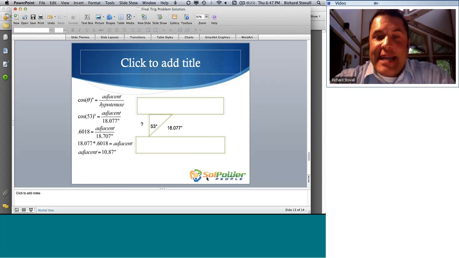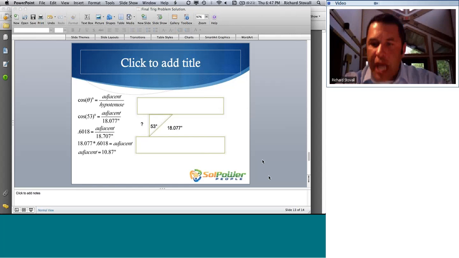So our adjacent length is 10.87, and that's how far apart these rows of modules need to be on a rooftop that has an 18-degree pitch when the solar altitude is 6 degrees and the backs of the modules are 18.2. That's the answer, 10.87. So I'm going to go view our participants here and view chat.